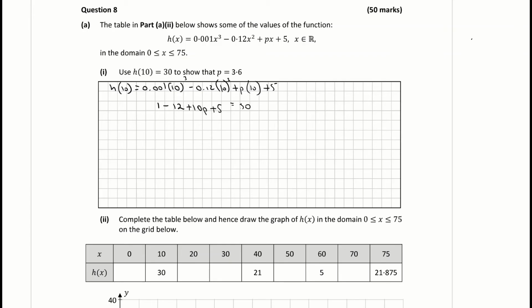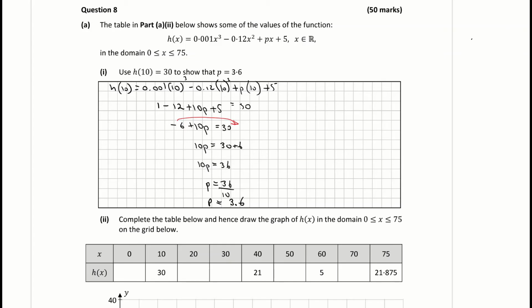And 1 take away 12 plus 5 is minus 6, plus 10p is equal to 30. Adding 6 to both sides, or moving over that negative 6, gives me 30 plus 6, so 10p is equal to 36. Dividing across by 10, 36 divided by 10 gives me a value of p of 3.6. And that's what they wanted us to show in part A.